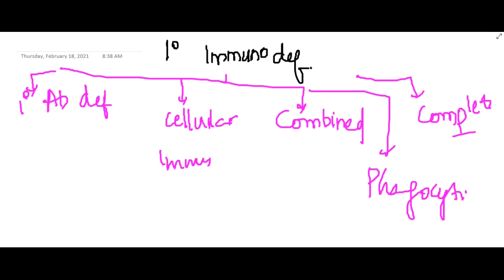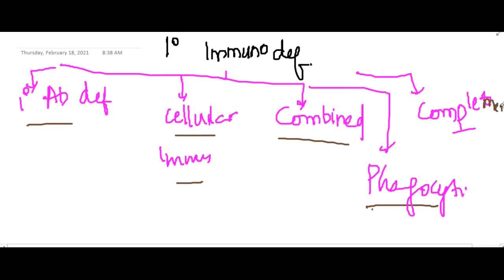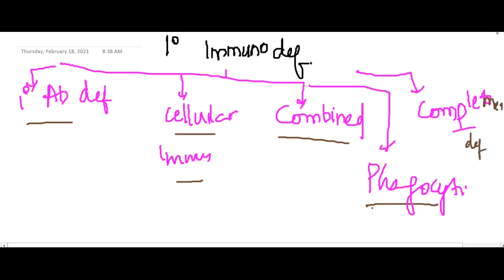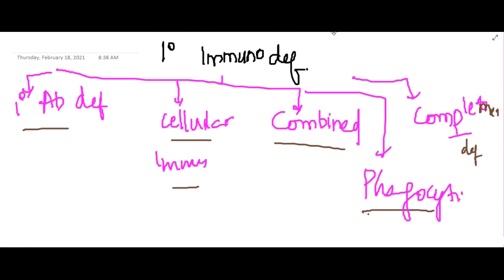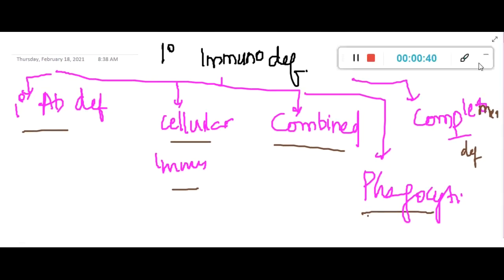First, primary antibody deficiency, cellular immunodeficiency, combined immunodeficiency, phagocytic cell disorders, and complement deficiencies. Okay, so these are the 5 types of primary immunodeficiencies. Right now, first we will see the primary antibody deficiencies.